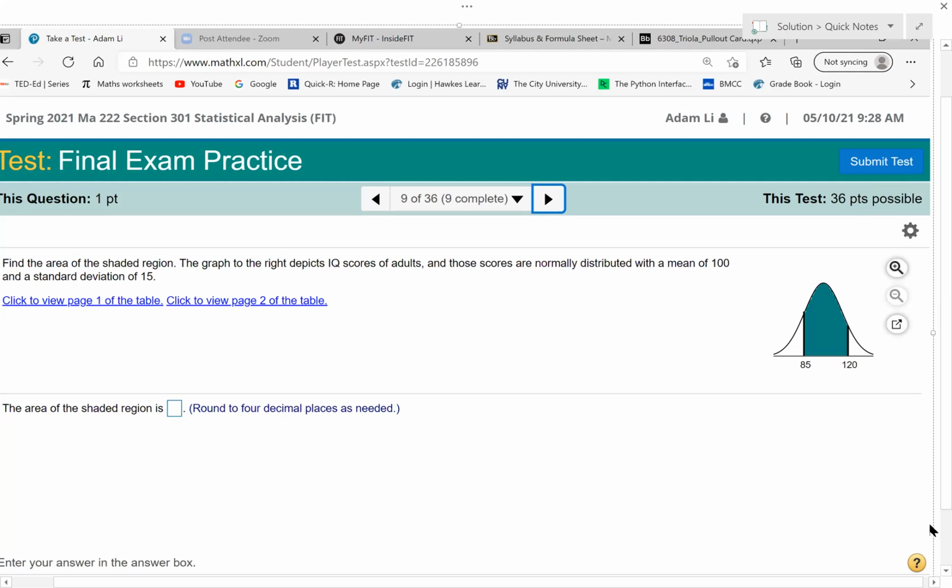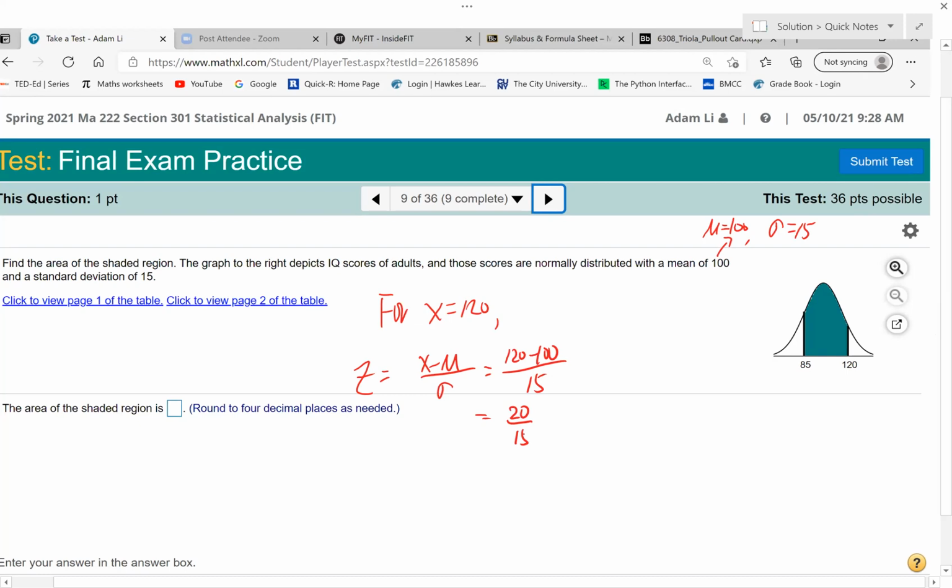So we're looking for the bigger z-score first for the IQ score, right? For x equal to 120. So the mean is 100. Standard deviation is 15. Okay, so the z-score for the bigger IQ score is x minus mu over sigma, same formula. So it's 120 minus 100 divided by 15. So this is 20 over 15. That's 4 over 3. So that's approximately 1.33. Okay, so that's for the bigger IQ score.